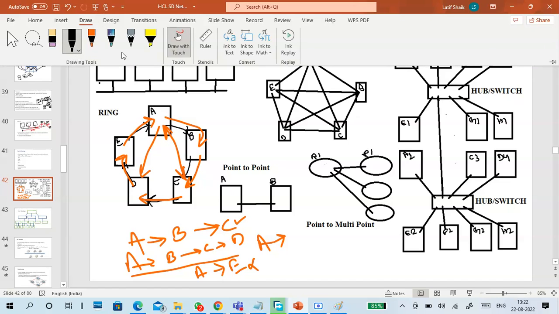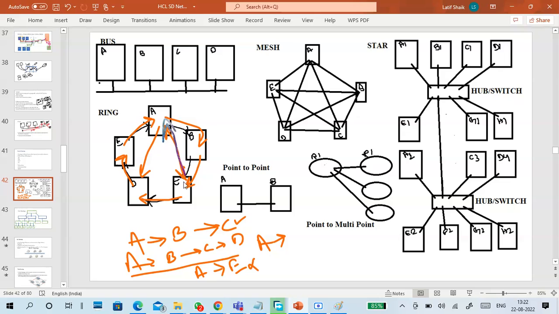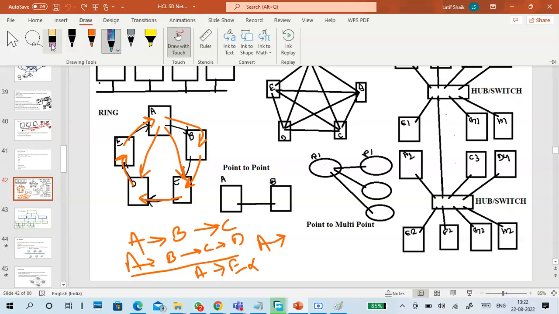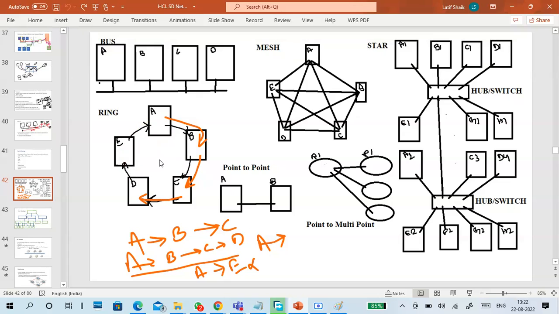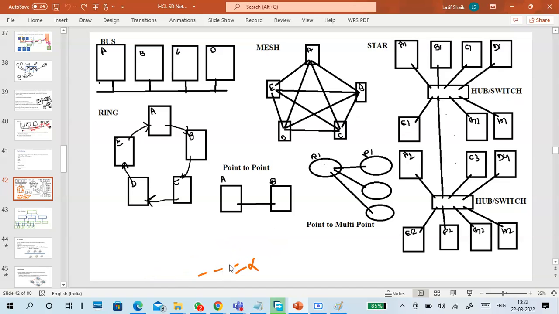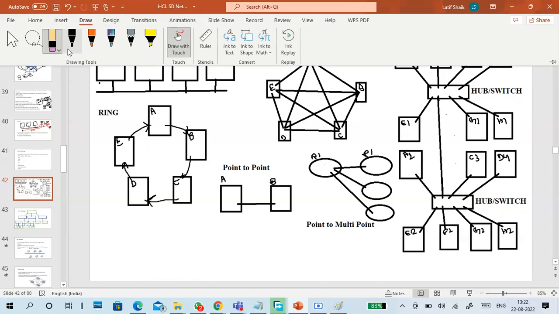For example, C to A communication. I'll choose another color. What is it? C to A means C sends a packet to D, D to E, and E to A. So this is a clock-related communication. It works like that only, clockwise or anti-clockwise communication only. This is the clockwise communication.